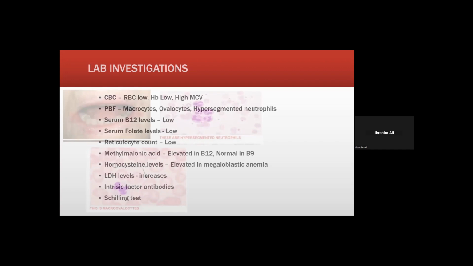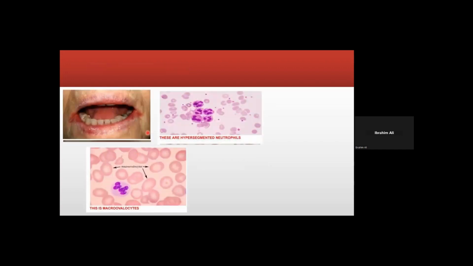So the next thing, now you can see the pictures here. This one, we have what we call angular stomatitis. The angle of the mouth is inflamed. So this can be a suggestion of B12 deficiency.